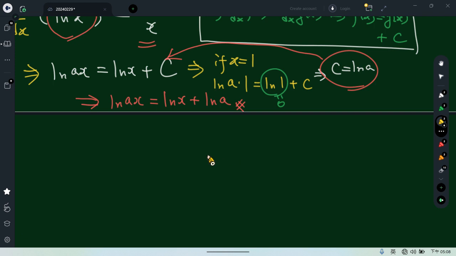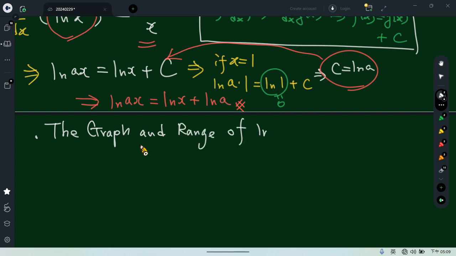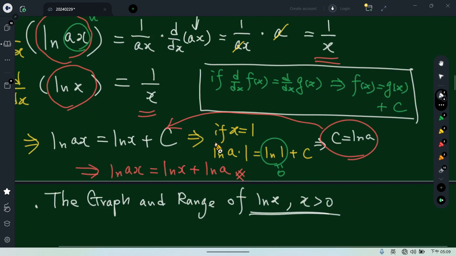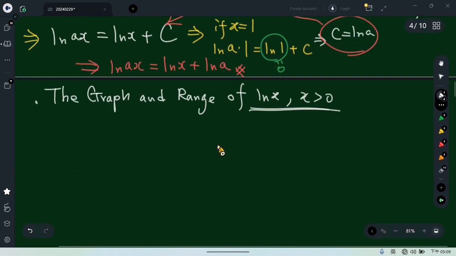Okay, so next I will introduce the graph and the range of ln x, and x should be positive, right? We already know some properties of ln x, but we didn't really draw its graph.